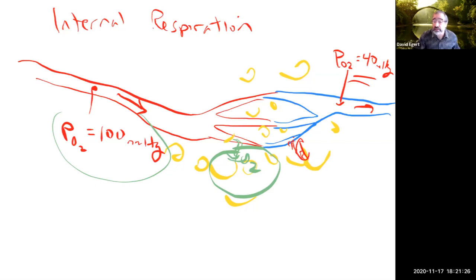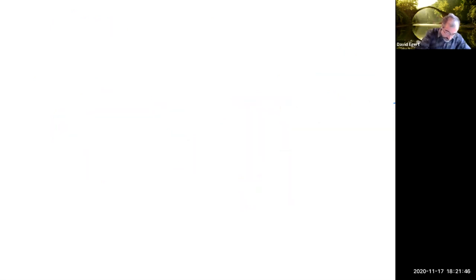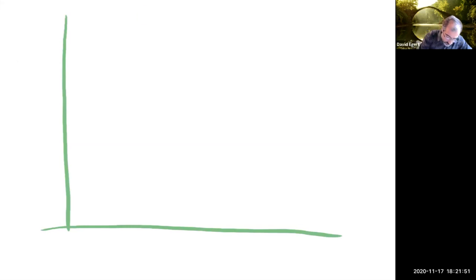And if you think about it, if your tissues are really metabolically active, you're going to need more oxygen than you would otherwise. So there's going to be a mechanism here to release more oxygen if you're really metabolically active in the region. So let's look at how this works. We're going to talk about what's called the oxygen hemoglobin dissociation curve.